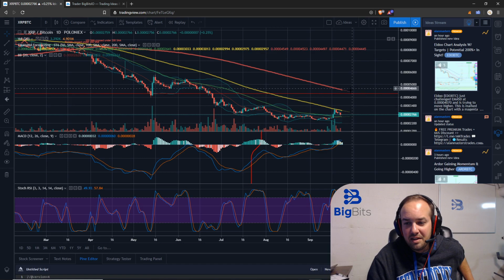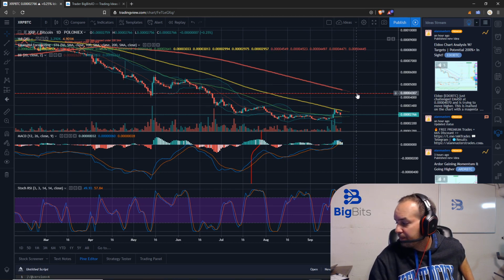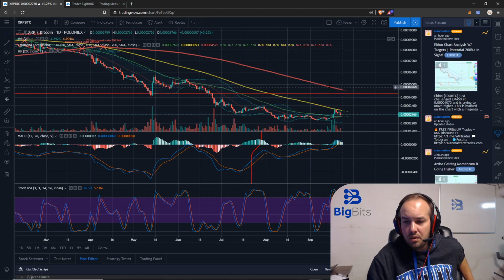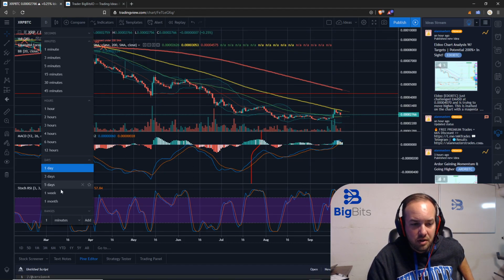It'll be interesting to see if Ripple makes a move up towards 4,300 satoshis or so by the first week or so of October, which is not very far away at all at this point. So yeah, let's turn this back to the weekly chart.